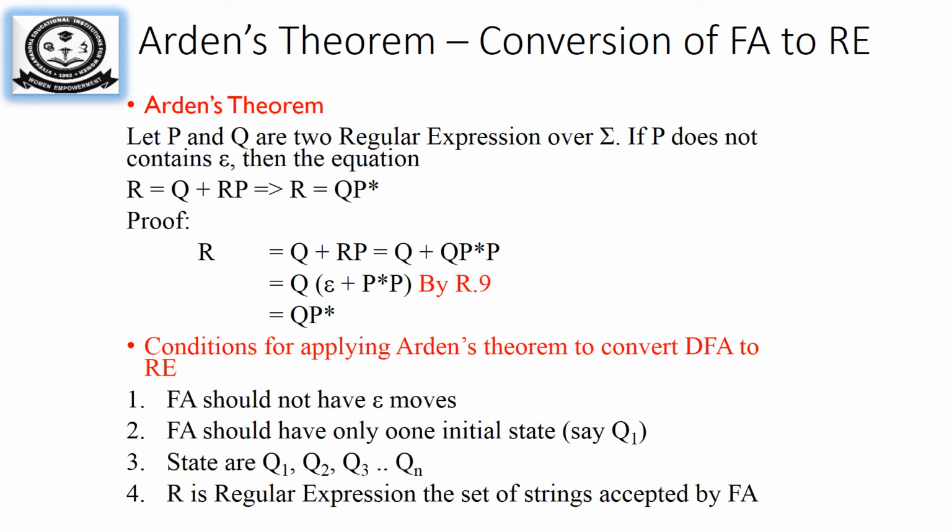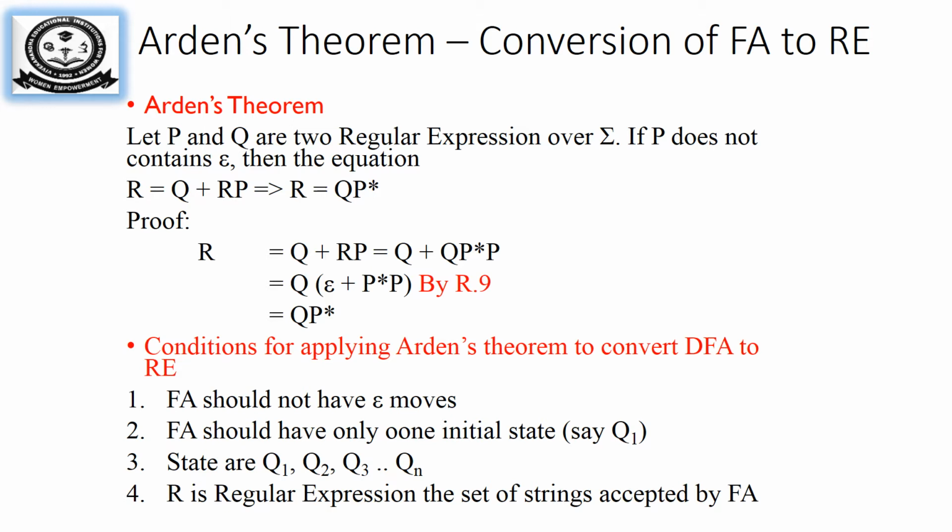I am going to substitute QP star instead of R in the first equation. So R is equal to Q plus RP. Instead of R, I am going to substitute QP star. When I substitute QP star, you can see Q is common in both terms. So Q is taken out: Q into epsilon plus P star P. By the minimization rule number 9, epsilon plus R into R star can be reduced to R star. So it will be equal to QP star. Thus Arden's theorem is proved.